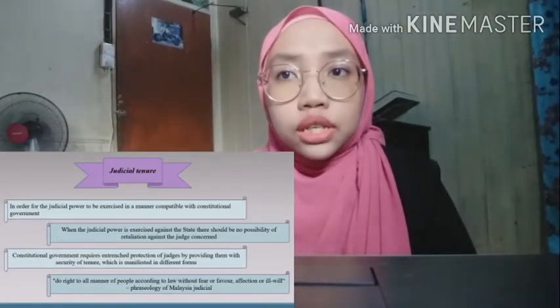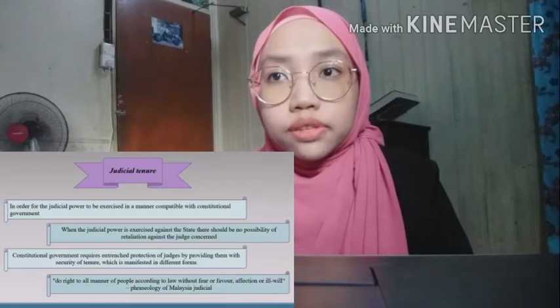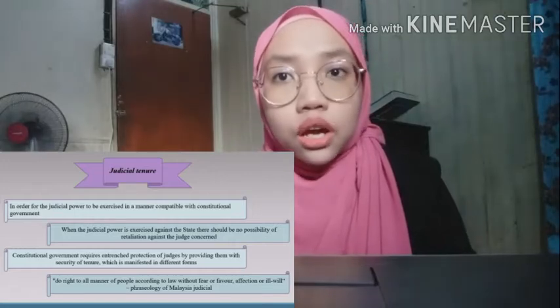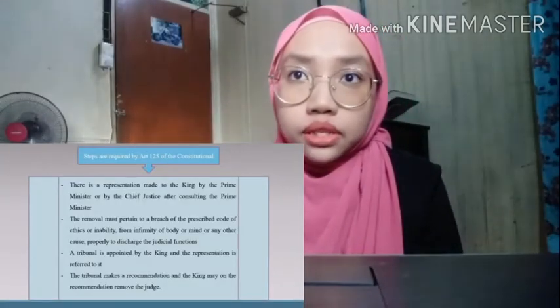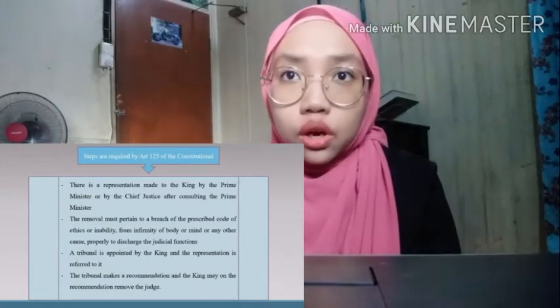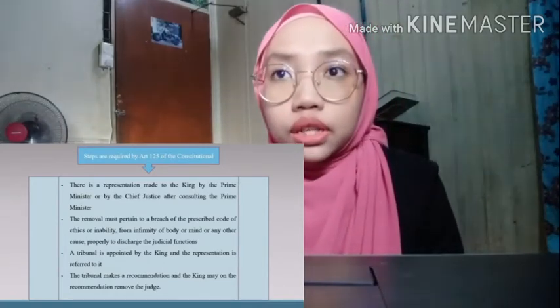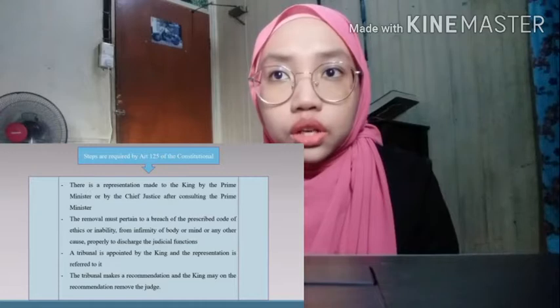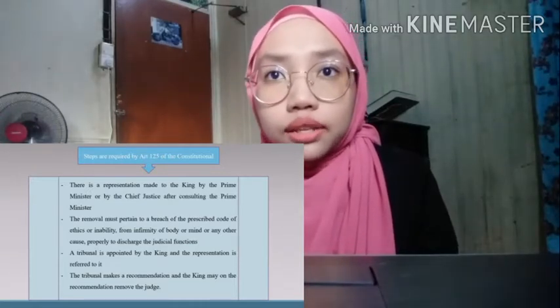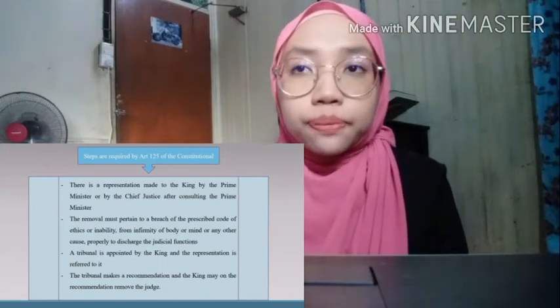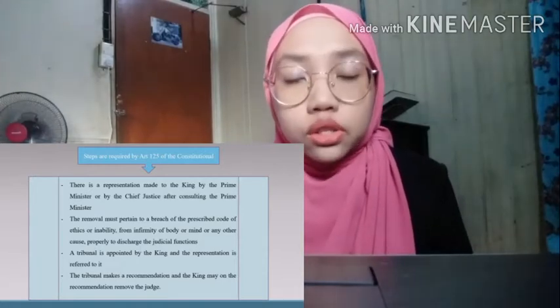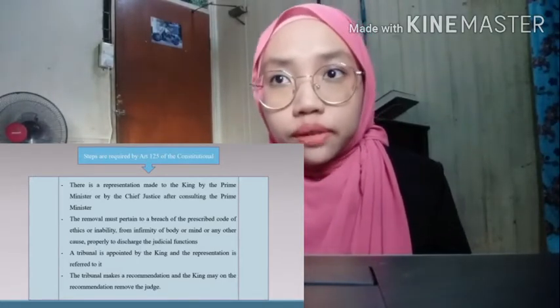Next, constitutional government requires entrenched protection of judges by providing them with security of tenure, which is manifested in different forms. In Malaysia, the removal mechanism is found in Article 125 of the Constitution. The Merdeka Constitution adopted the tribunal removal system, contrary to the recommendation of the Reid Constitutional Commission, which had recommended the parliamentary removal system. The steps required by Article 125 of the Constitution.